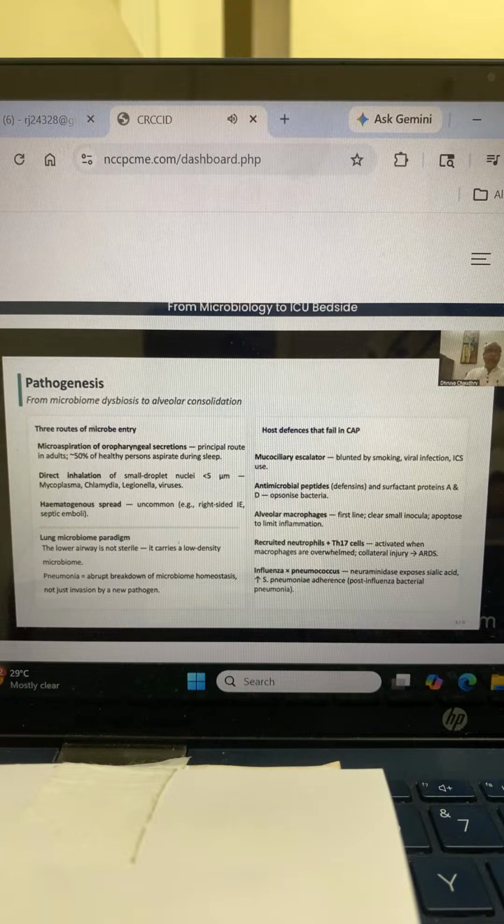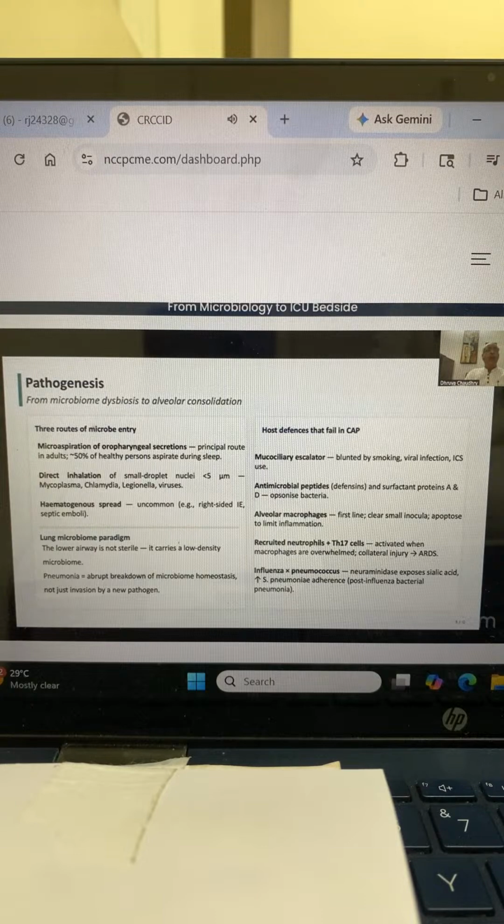There is another group which is uncommon, and that is right-sided infective endocarditis, when you have septic embolization. And also hematogenous spread is another one which we need to consider in the endemic areas of South India. Recently we also saw a patient of Burkholderia, that is melioidosis.